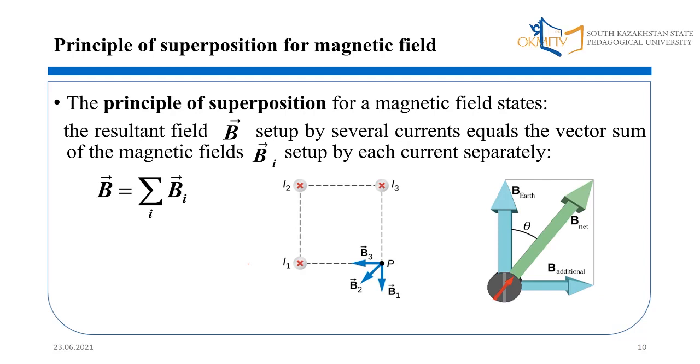The principle of superposition for a magnetic field states that the resultant field set up by several currents is equal to the vector sum of the magnetic fields set up by each current separately.